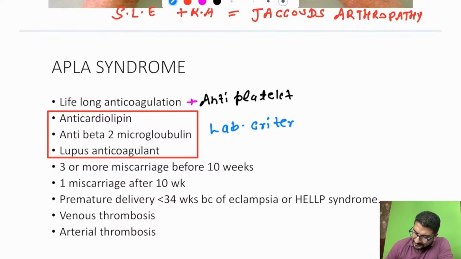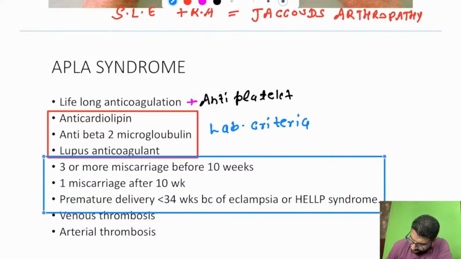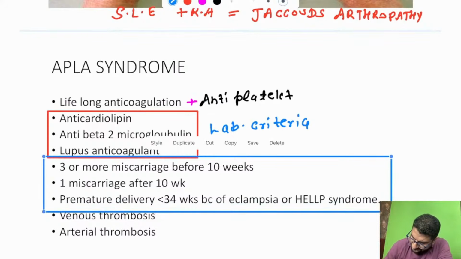This is the lab criteria, meaning we need any one of these antibodies. Then the patient will have 3 or more miscarriages before 10 weeks, or 1 after 10 weeks, or premature delivery of the fetus because of HELLP syndrome or eclampsia or any other reason. किसी भी रीज़न से आपको बच्चे की डिलीवरी पहले करनी पड़ रही है because of maternal and fetal well-being. So this is what we call obstetrical criteria. So one is lab criteria and second is obstetrical criteria.